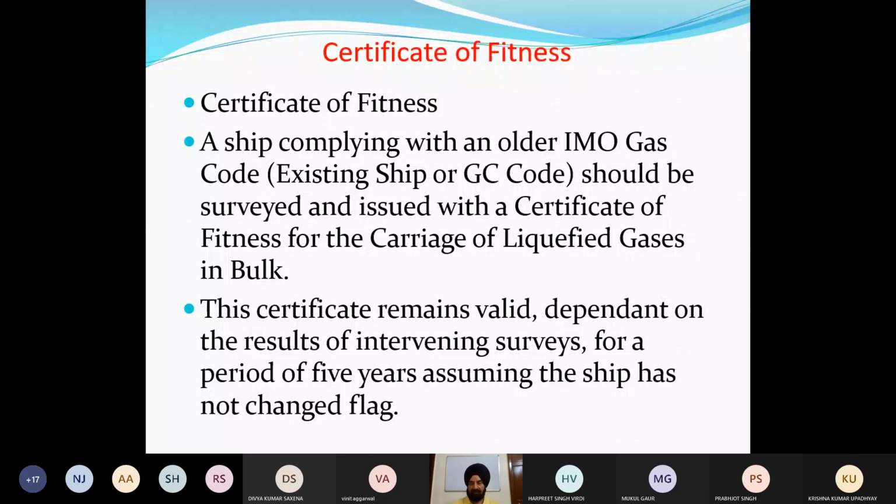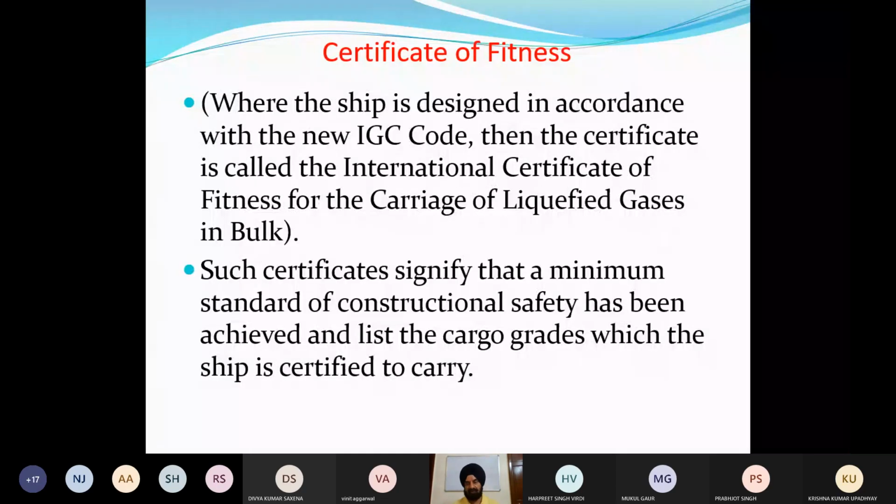Where the ship is designed in accordance with the new code, if the ship is built after 86, the certificate is called International Certificate of Fitness for Carriage of Liquefied Gases. Otherwise it is called Certificate of Fitness for Carriage. The word international shows that it is complying with IGC. If it is just Certificate of Fitness, that means it is complying with GC. Such certificates signify that a minimum standard of constructional safety has been achieved, and list the cargoes which the ship is certified to carry.